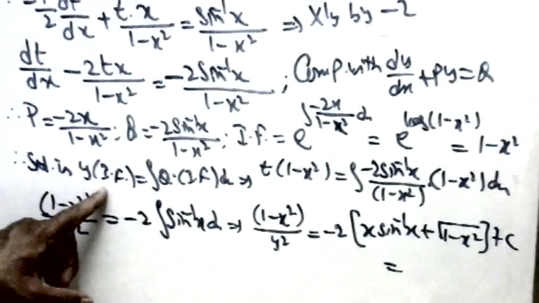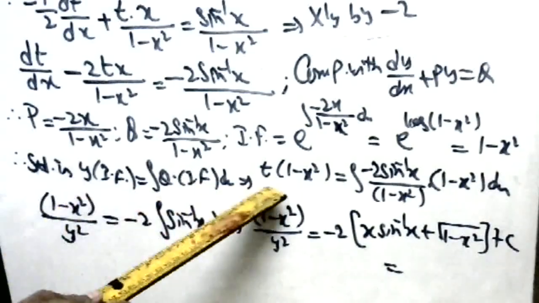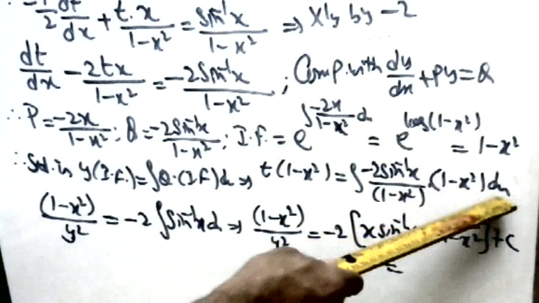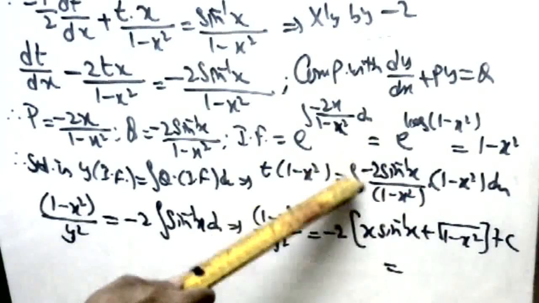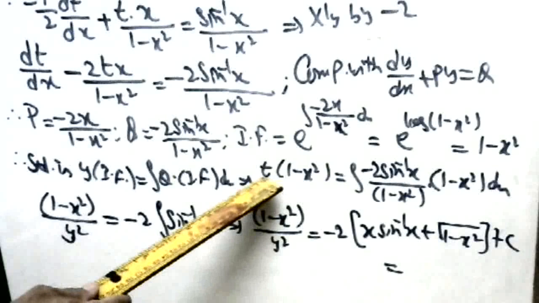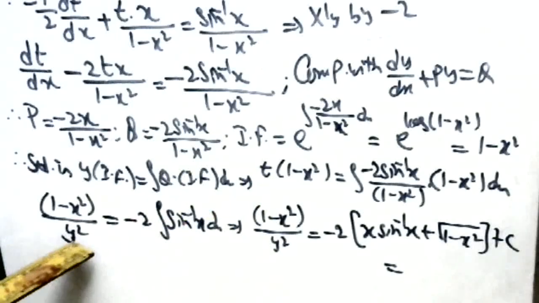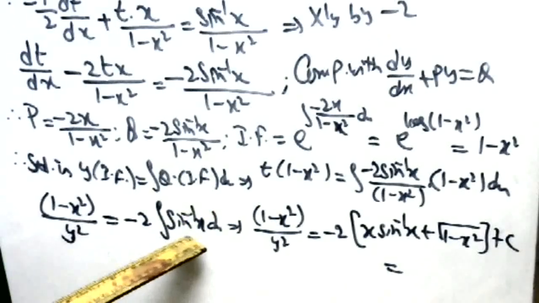Now the solution is y into integrating factor equals integration of q into integrating factor dx. In place of y, we have t into the integrating factor equals integration of q into integrating factor dx. 1 minus x square, 1 minus x square will get cancelled. You take 2 outside, and next you put in place of t its value. The value of t is 1 by y square, so it will be in the denominator, minus 2 sine inverse x.